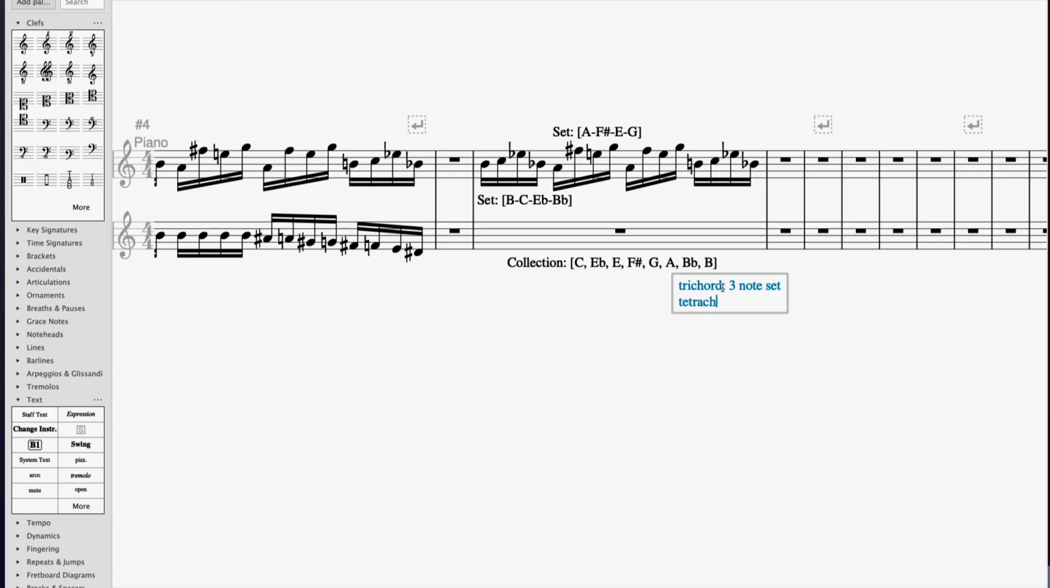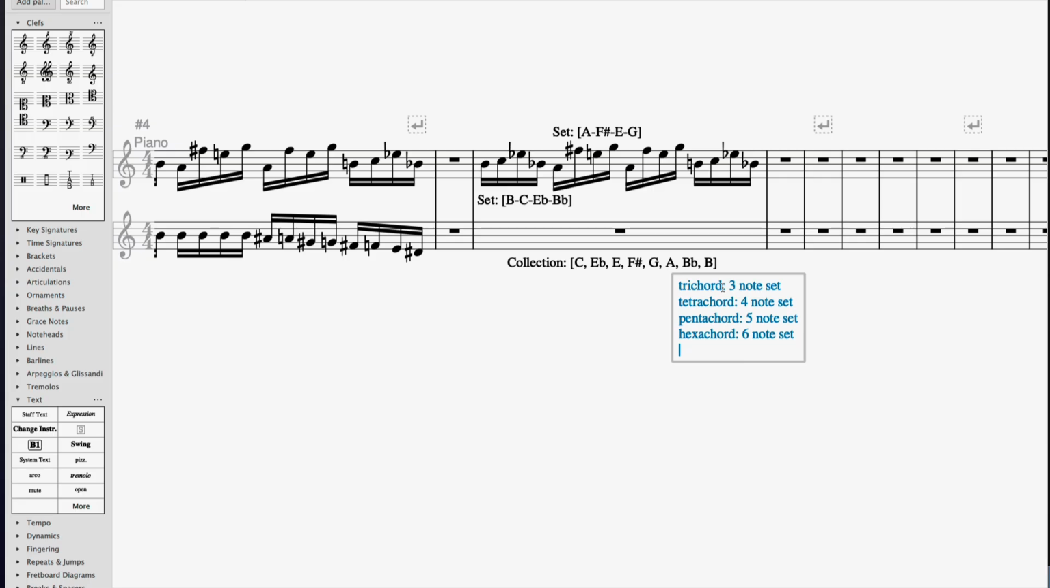We also use tetrachord to mean a 4-note set. We have pentachord, the 5-note set. We have hexachord, 6-note set, and I'll point out that hexachord is probably one of the most common ones. We will see hexachords quite a bit.